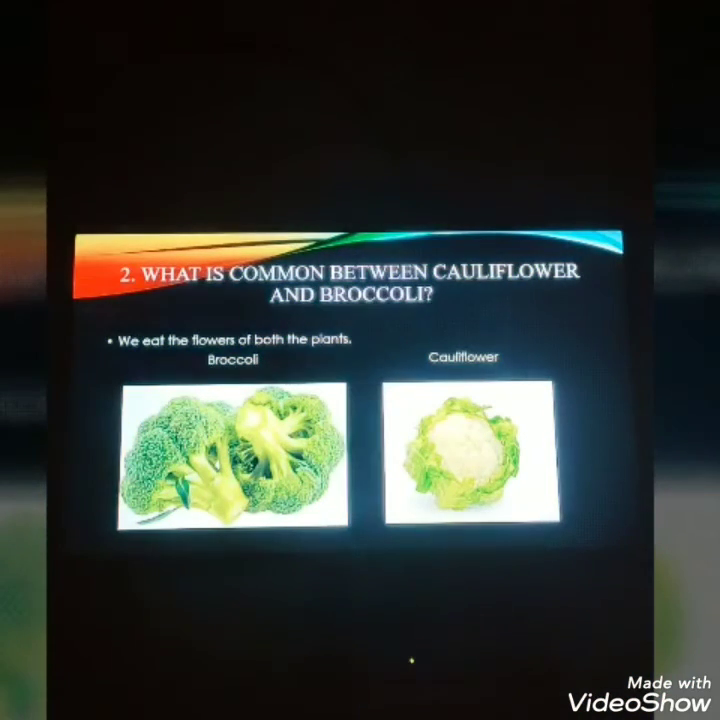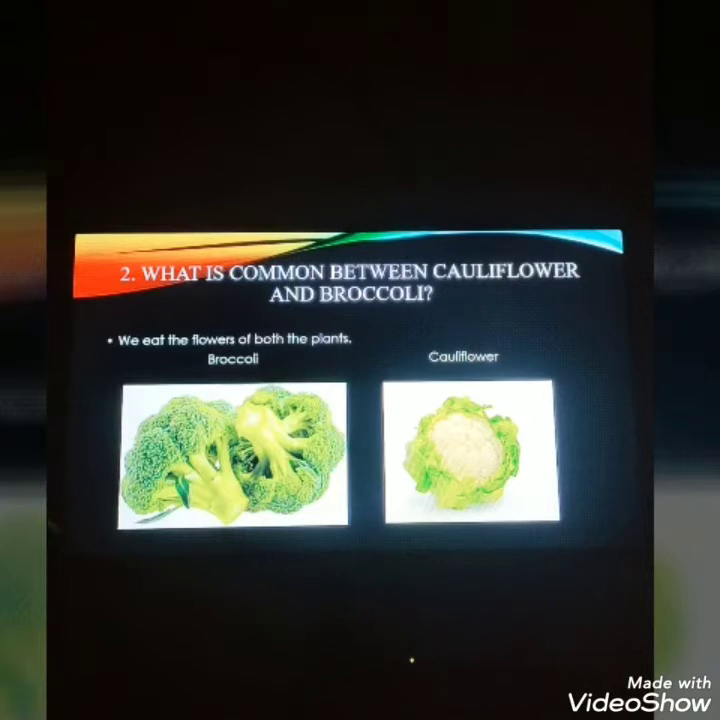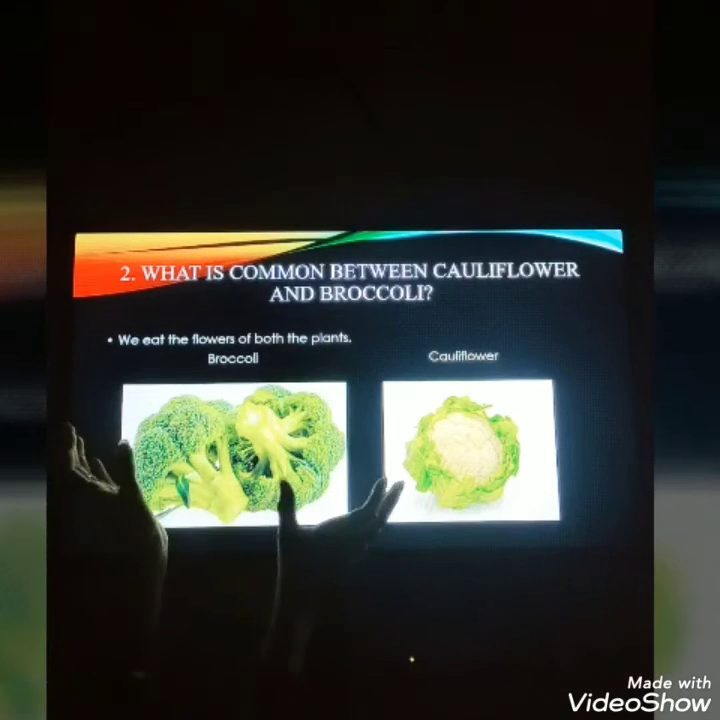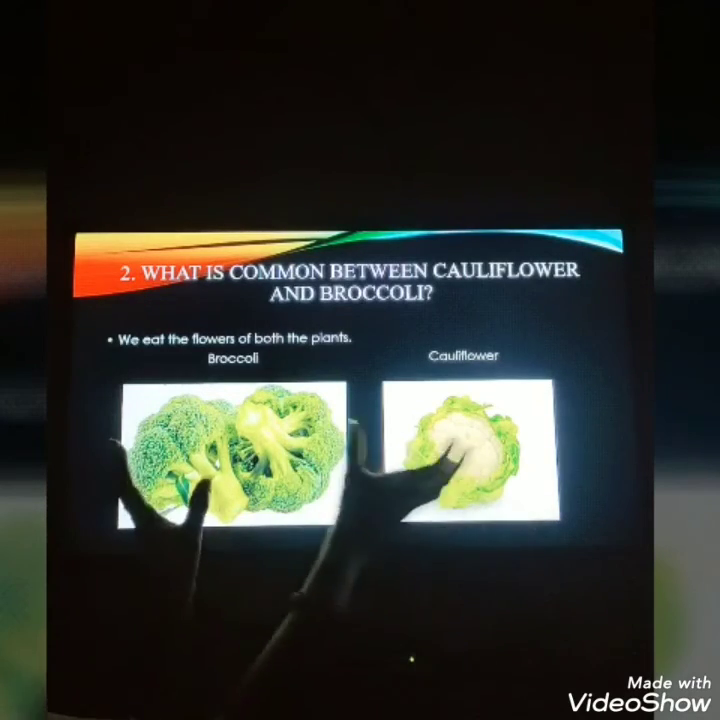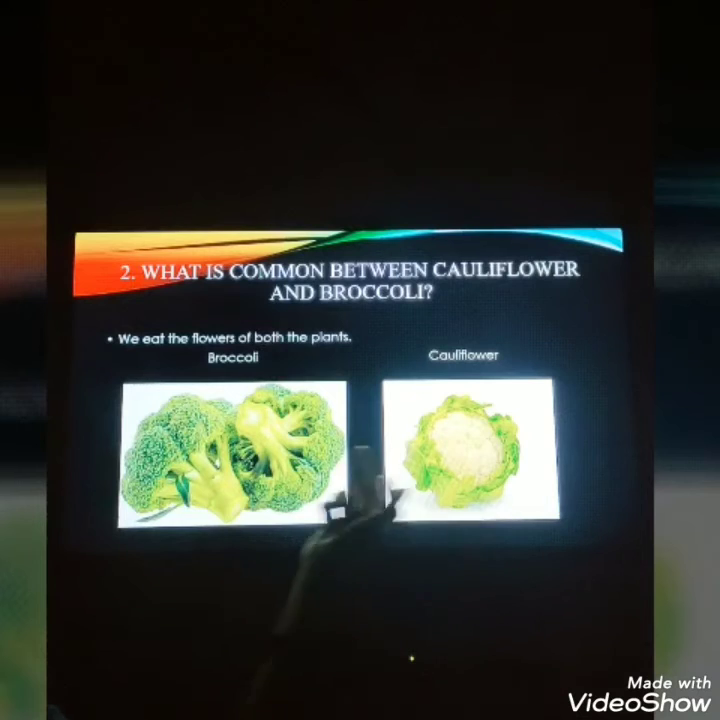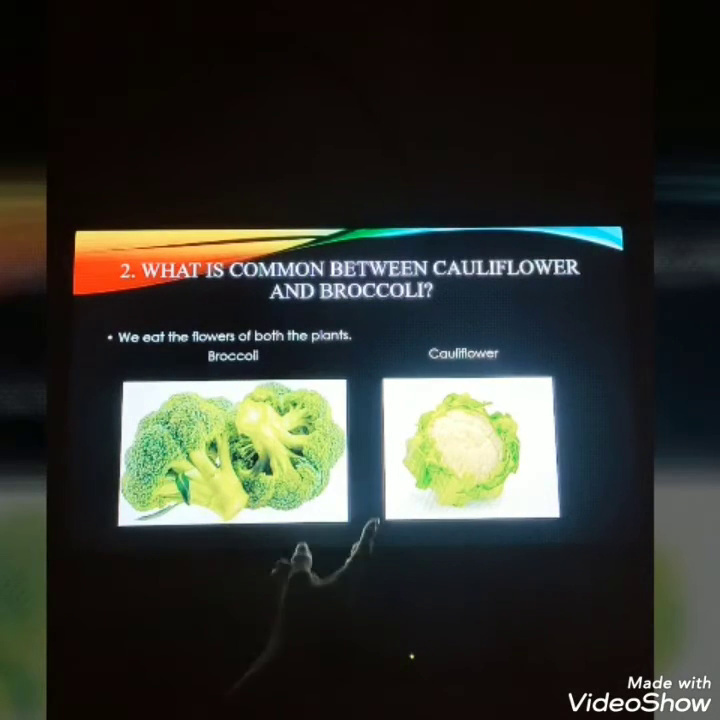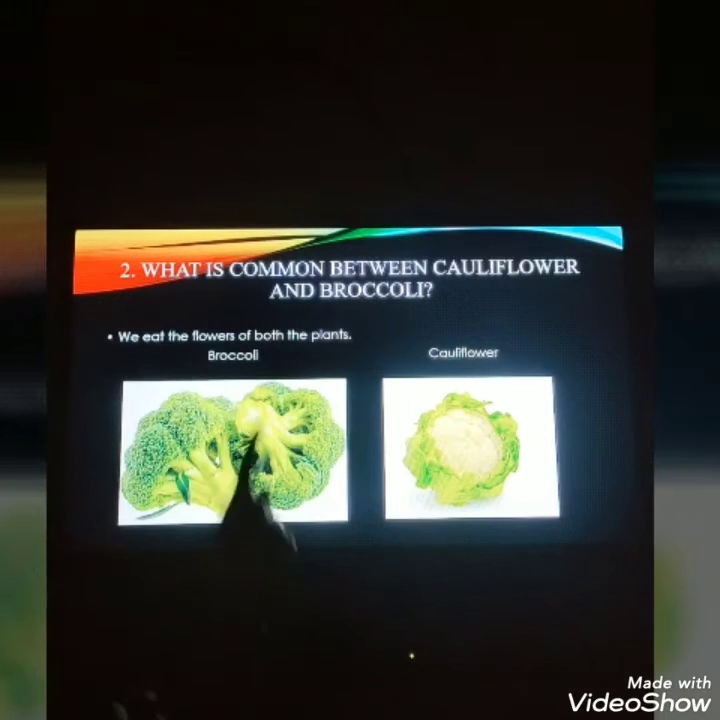Now let us talk about broccoli and cauliflower. What is common between broccoli and cauliflower? These both are a type of cabbage. One is cauliflower, one is broccoli. We eat the flowers of both plants. If someone asks you what is common in cauliflower and broccoli, you will say both are from the cabbage family, and we eat the flowers of both plants.